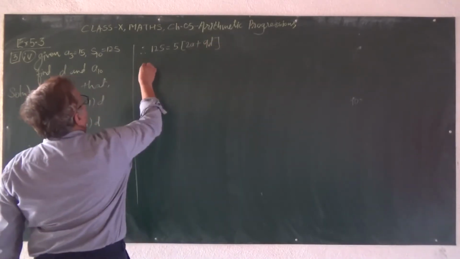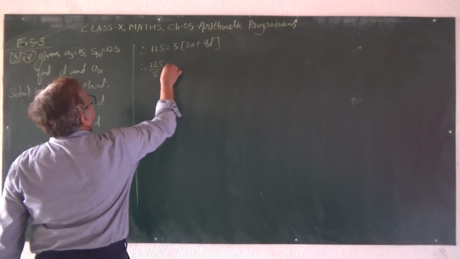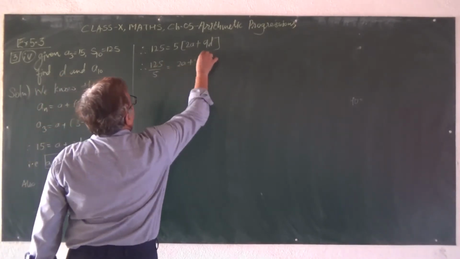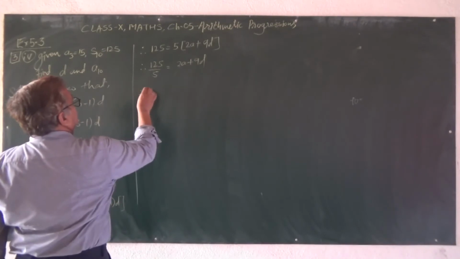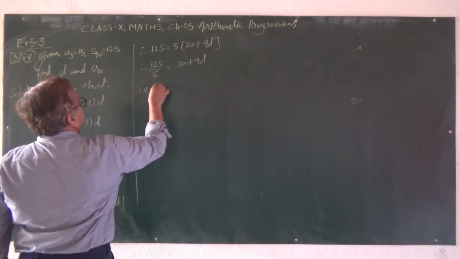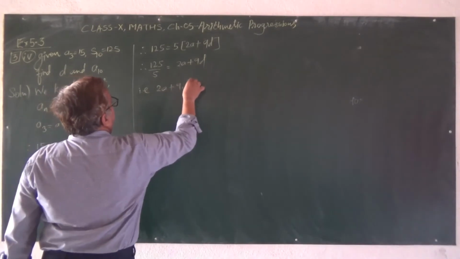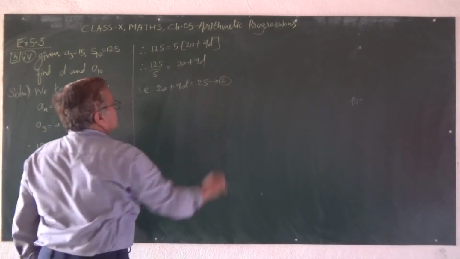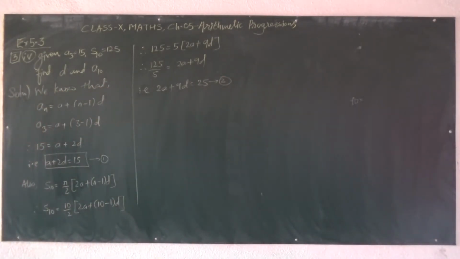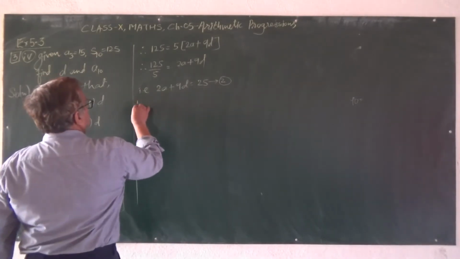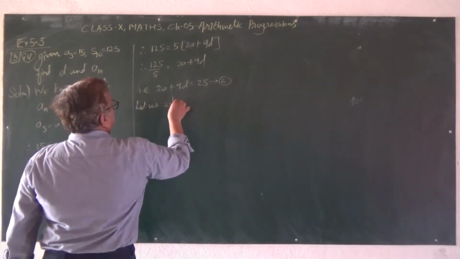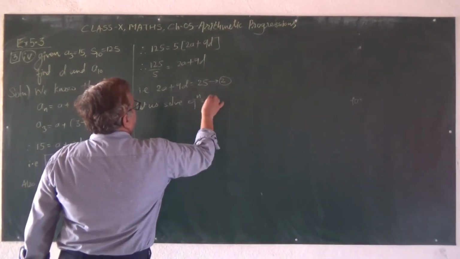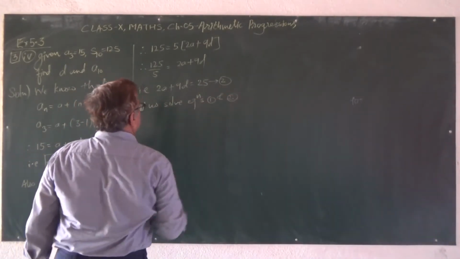Okay, so therefore 2A plus 9D is equal to 25. You can call this equation 2. Now on solving equations 1 and 2 you will get D and A. Okay. Now let us solve equations 1 and 2.